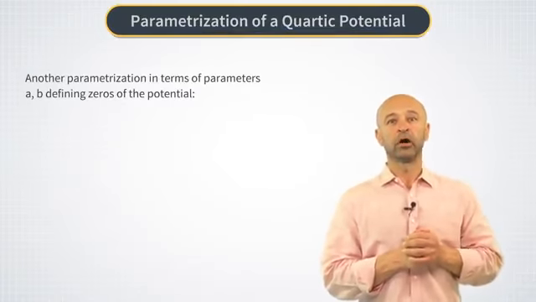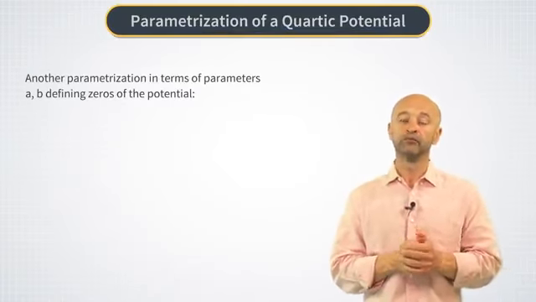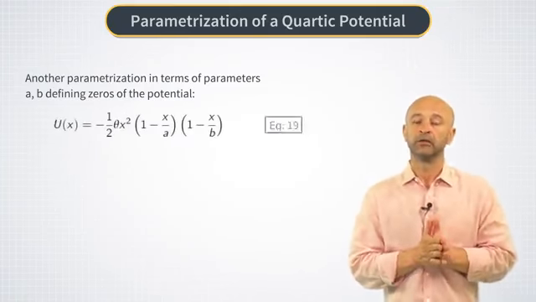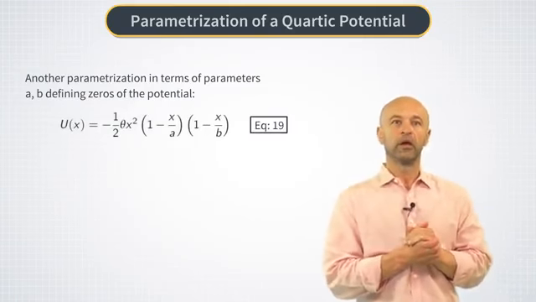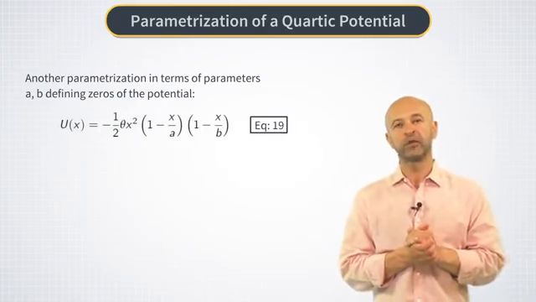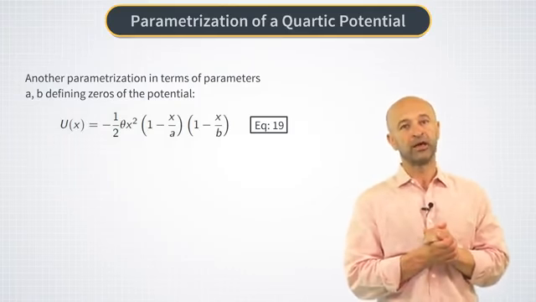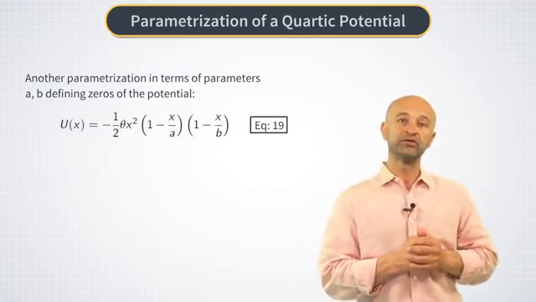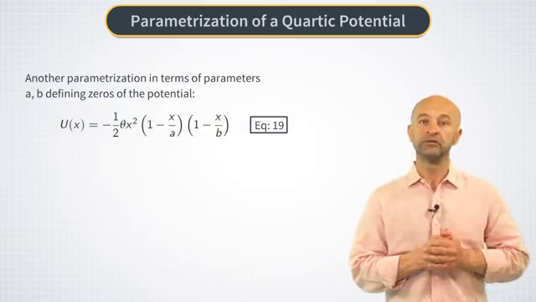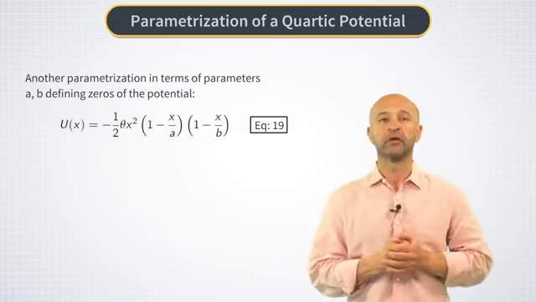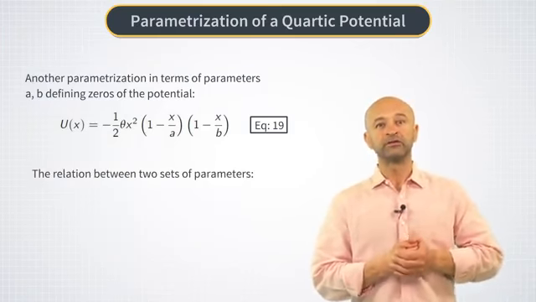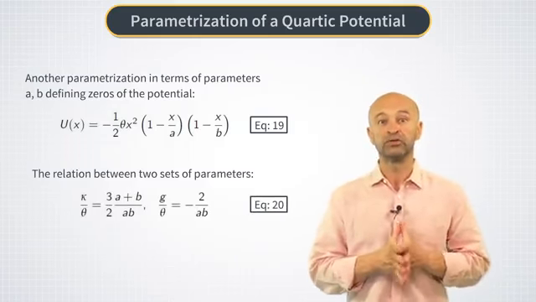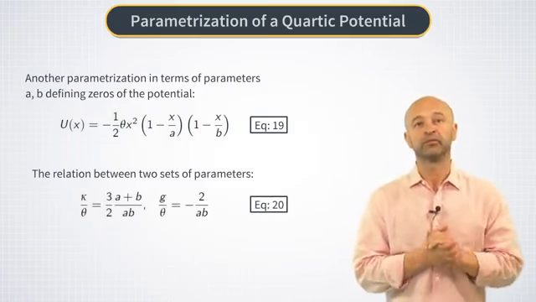But before doing that, I want to show you an equivalent form of the same quartic potential that uses a different parameterization. This is shown in equation 19. Instead of parameters kappa and g, here we have two other parameters, a and b. These parameters specify positions of 0 of the potential, as you can see directly from the formula itself. You can also easily find the relation between these two sets of parameters that is shown in equation 20 here. Now let's go back to examples.